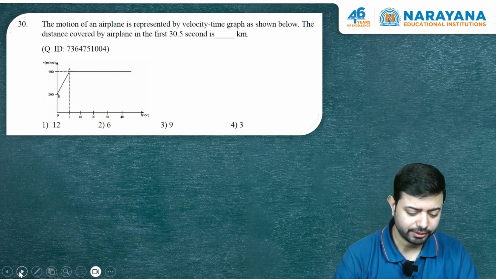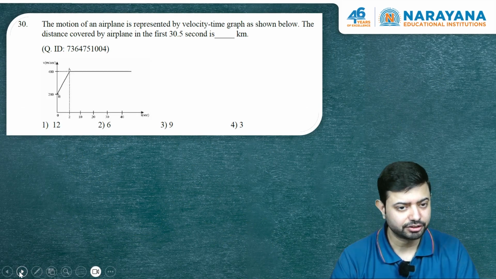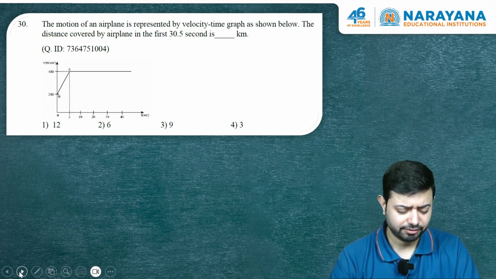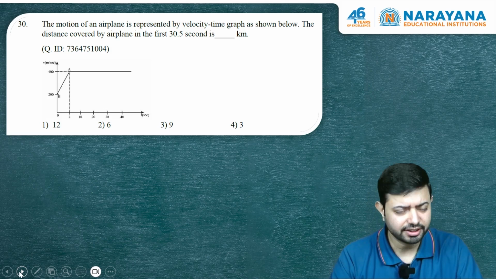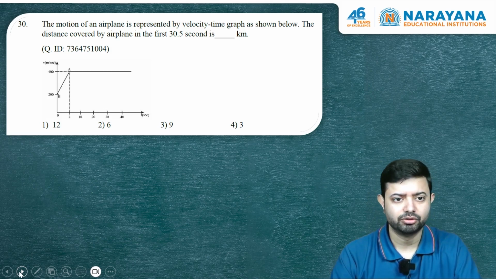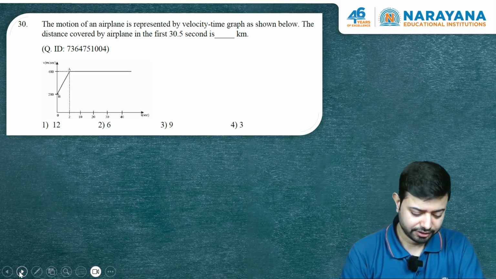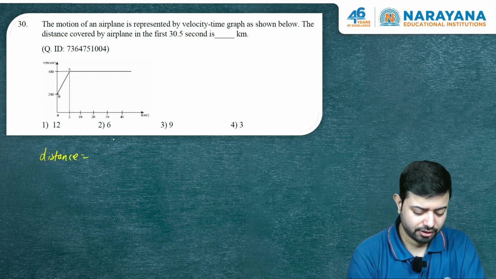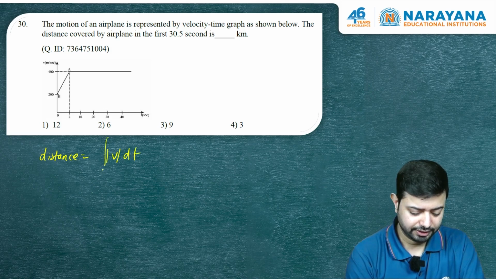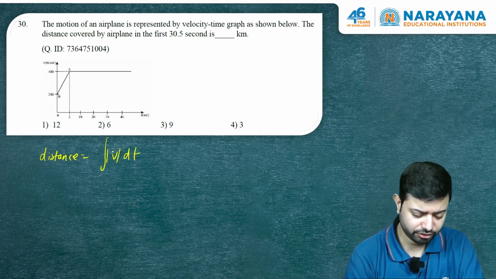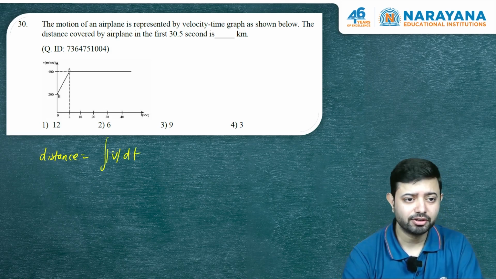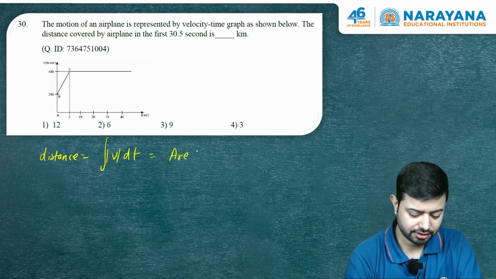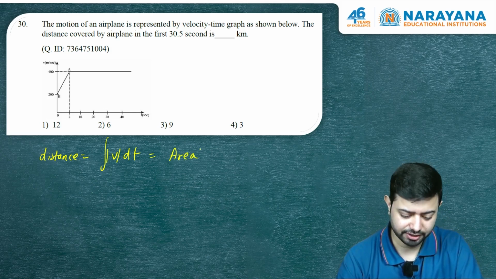The motion of an airplane is represented by a Vt graph as shown. The distance covered by the aeroplane in the first 30.5 seconds is. It is a very simple question. It is a Vt graph, and you already know how to find the distance here. Distance is given as the integration of mod V dt, and you do not have to consider mod V, because the velocity is positive all the time as per the graph. So you just have to find the area under the graph. Integration represents area simply.